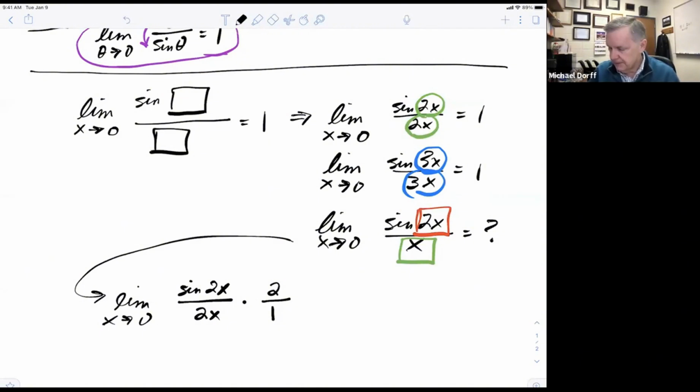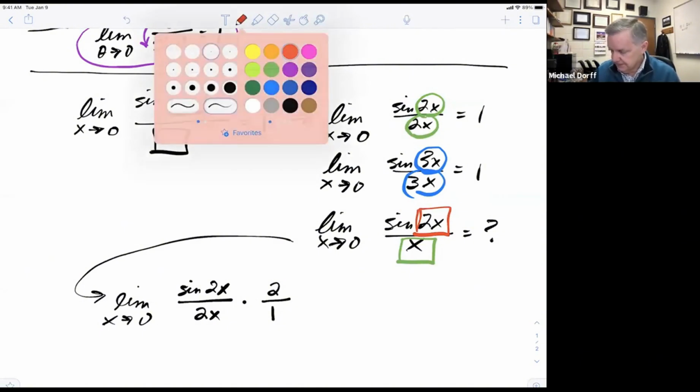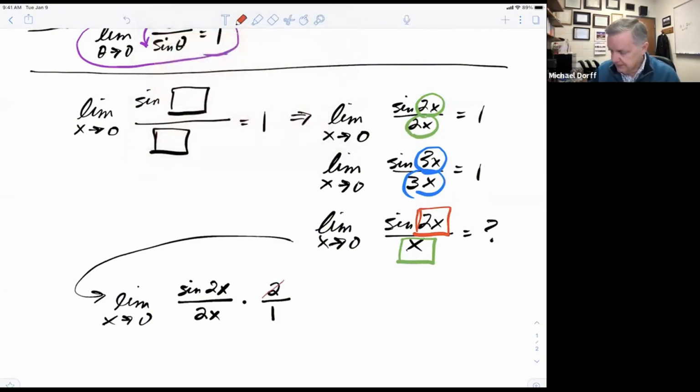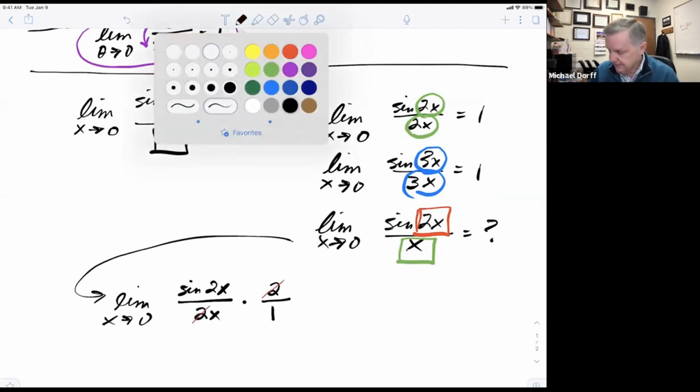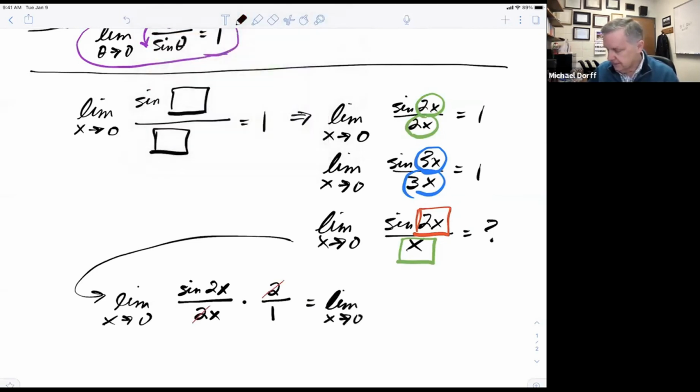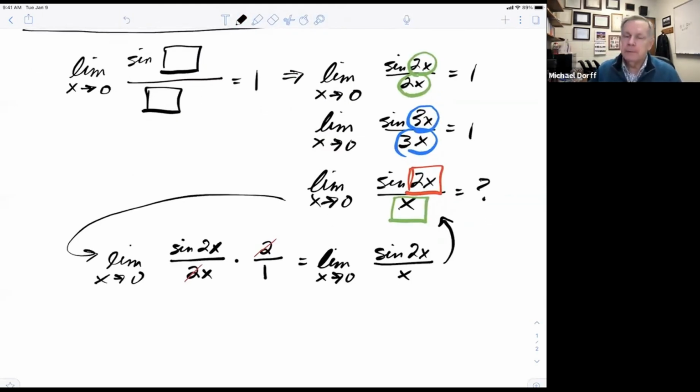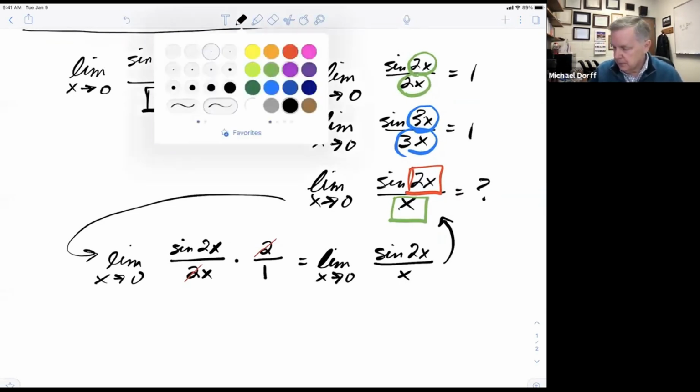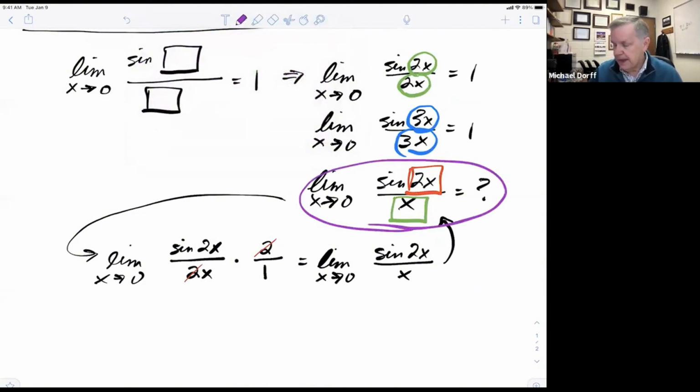All right, if I did that, if I now simplify this, these 2's would cancel out, and I would have the limit as x goes to 0 of sine of 2x over x, which is what I had up here. All right, so that's how we can manipulate this in a case like this one, where whatever's after the sine doesn't match what's in the denominator, by multiplying terms in there to make them equal.